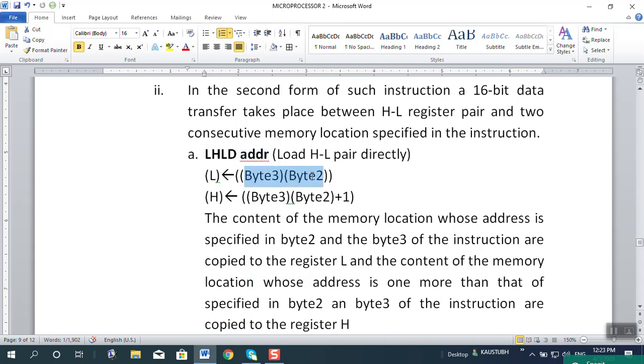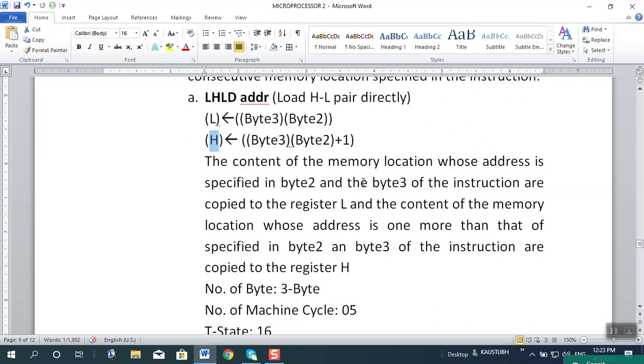As you see here, byte 3 and byte 2 represent this address, and the content of that memory location is copied to L. And byte 2 and byte 3 plus 1, that means one more than this address, its content is copied to H. So we can write it like this: the content of the memory location whose address is specified by byte 2 and byte 3 of the instruction is copied to register L, and the content of the memory location whose address is one more than that specified in byte 2 and byte 3 of the instruction is copied to register H.